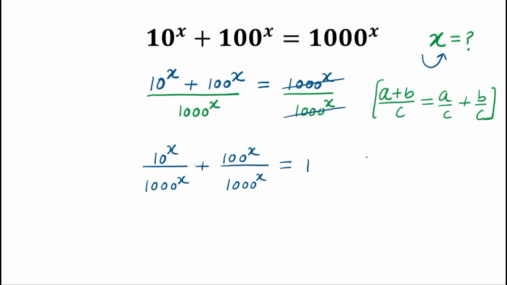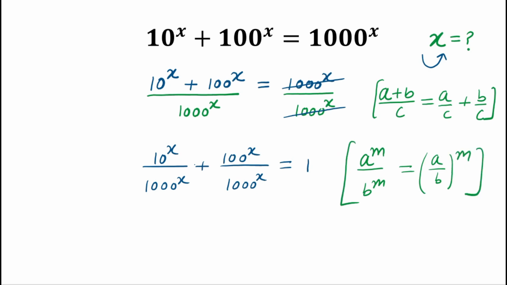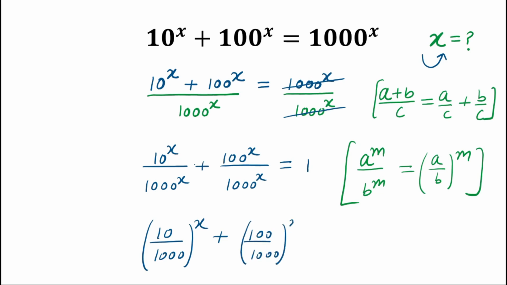Now we will apply the base and exponent rule: a power m over b power m is equal to (a over b) bracket power m. According to this rule, we can write this left hand side as (10 over 1000) bracket power x plus (100 over 1000) bracket power x, and this is equal to 1.